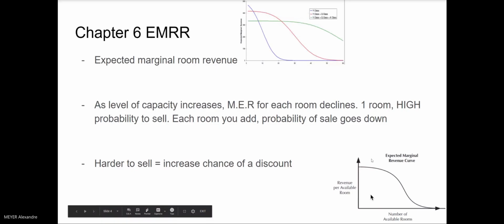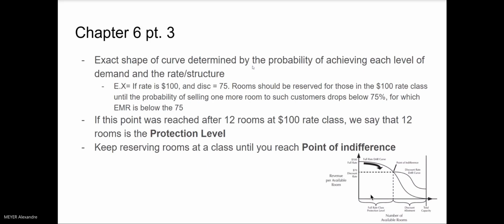And that's if you have one rate. So essentially, the harder it is to sell, the more it increases the chance of having to give a discount. So the exact shape of the curve is determined by the probability of achieving each level of demand. So, for example, if the rate of your hotel is at $100, right? Imagine the bar rate is at $100. Your first room, you're probably going to be able to sell at $100, right? And so imagine your discount in this example is $75.